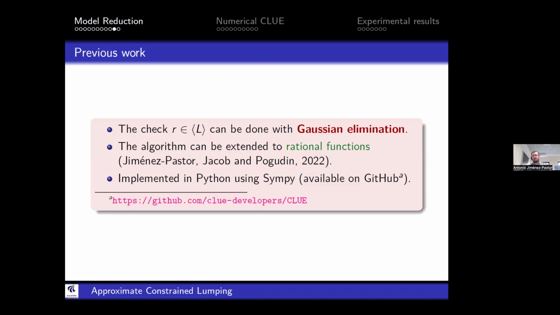This algorithm was also extended for rational functions. So far, this criterion of decomposing the Jacobian was stated in the talk for polynomials. And in a recent work, we extended it to rational functions. So now you have a different type of decomposition, but it also works, no problem. And everything was implemented in Python and SymPy, and is available freely. So whoever wants to use CLUE is more than welcome to use it.